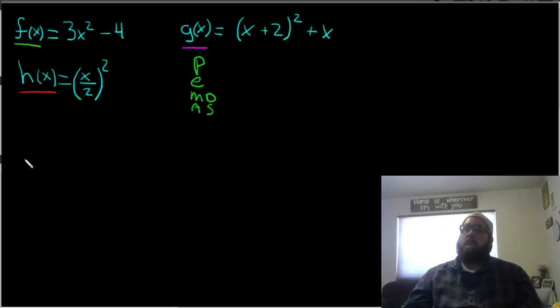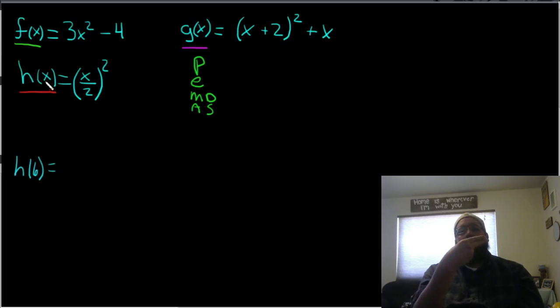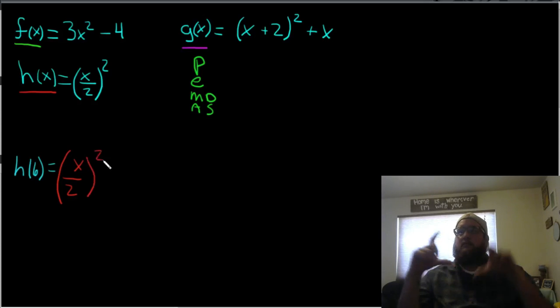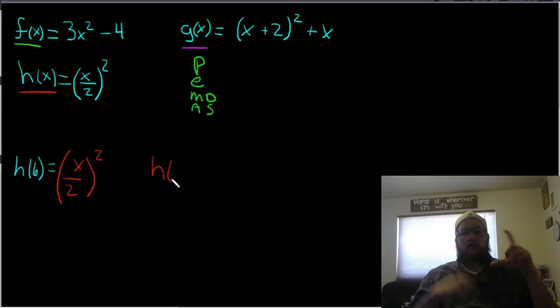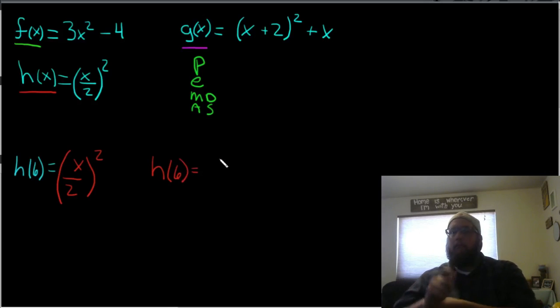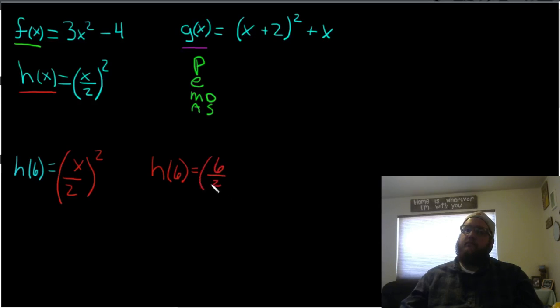Alright, so let's take h of 6. So first we have to find our h function, which is right here. And our h function is x divided by 2, quantity squared. So now, each time we see x, we're going to replace it with 6. So h of 6 is going to equal 6 divided by 2, quantity squared.